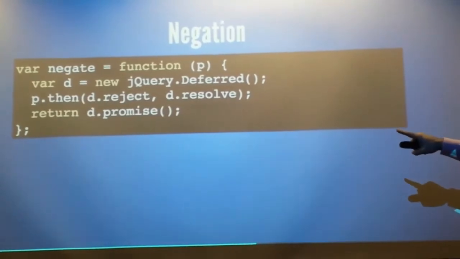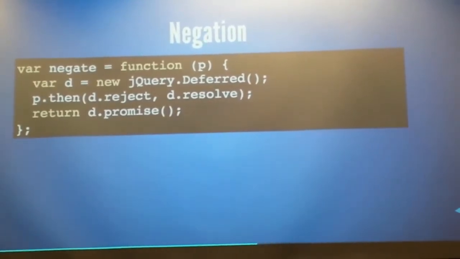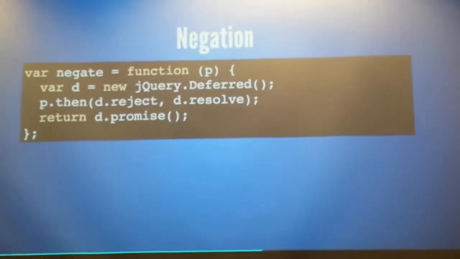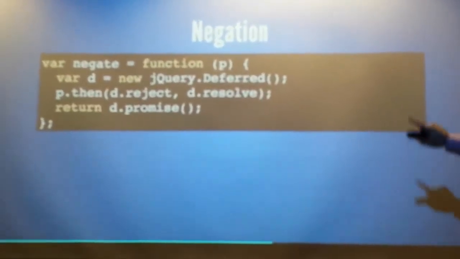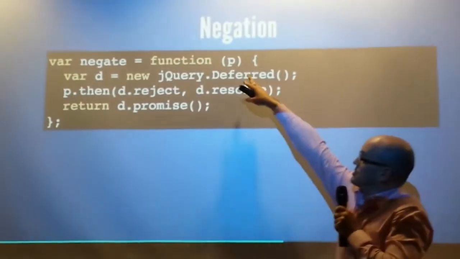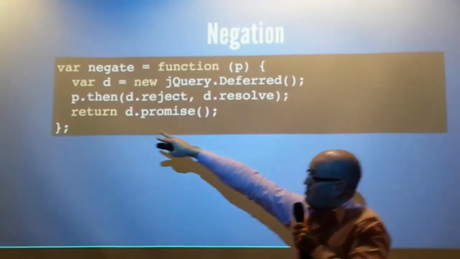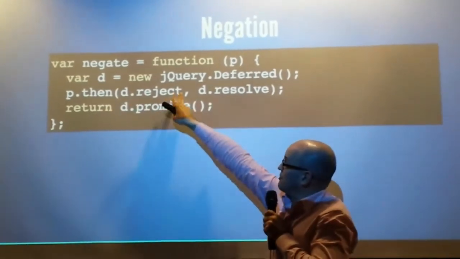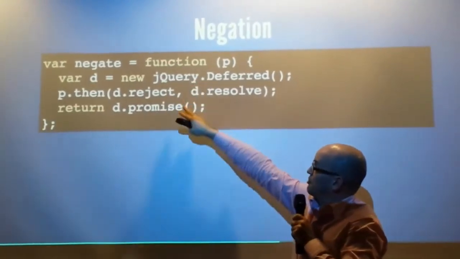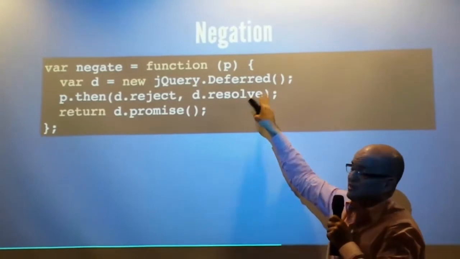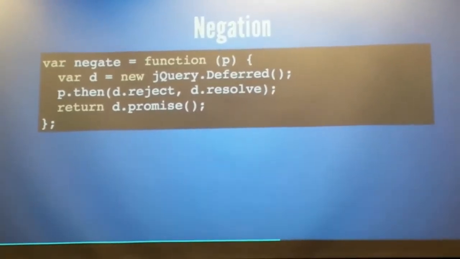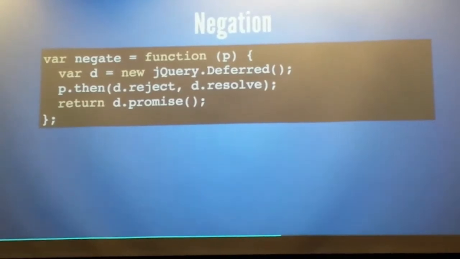What it says there is that I've got my promise, that's the input parameter, and then when my promise is finished, if it's resolved, then reject the current deferred, and if it's rejected, then call resolve on the deferred, and that actually negates the promise that was sent in.